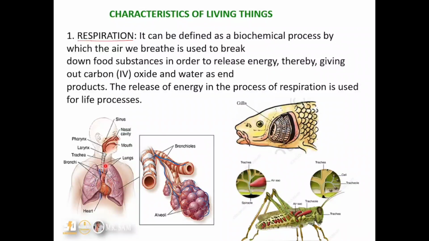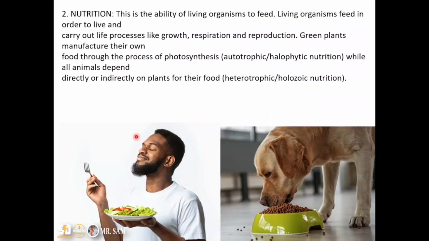We have nutrition. Every living thing must feed, actually. All right, so it is the ability of organisms to feed. Living things eat in order to carry out life processes like growth, respiration, reproduction. Green plants, though, manufacture their own food through a process called photosynthesis. Because they produce their own food, we call them autotrophs. All right, auto means by its own. Animals depend either directly or indirectly on plants, so they are heterotrophic in nature and carry out heterotrophic nutrition.